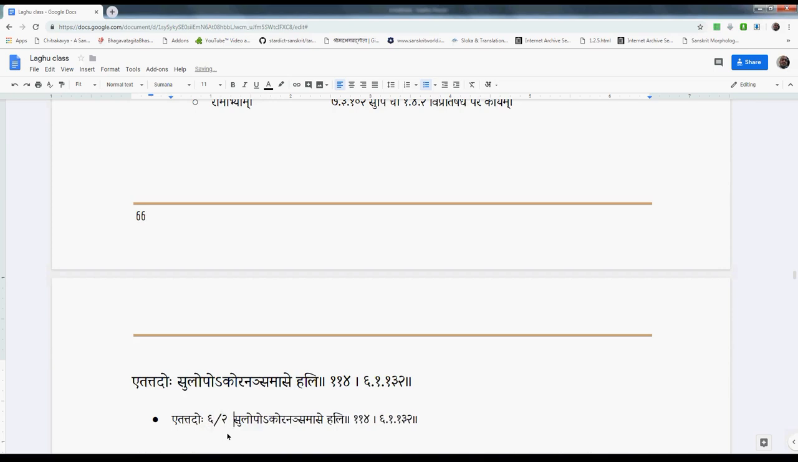So sthani. What is sulopo? Sulopo is sulopaha. And there is akor, akoho. What is akor anansamase? Akoho anansamase. Hali. So we have done padachheda. Etat tadoho is shashti dvivachana. Sulopaha is adesha, prathama ekvachana. Akoho. What akoho? Akoho is shashti dvivachana.